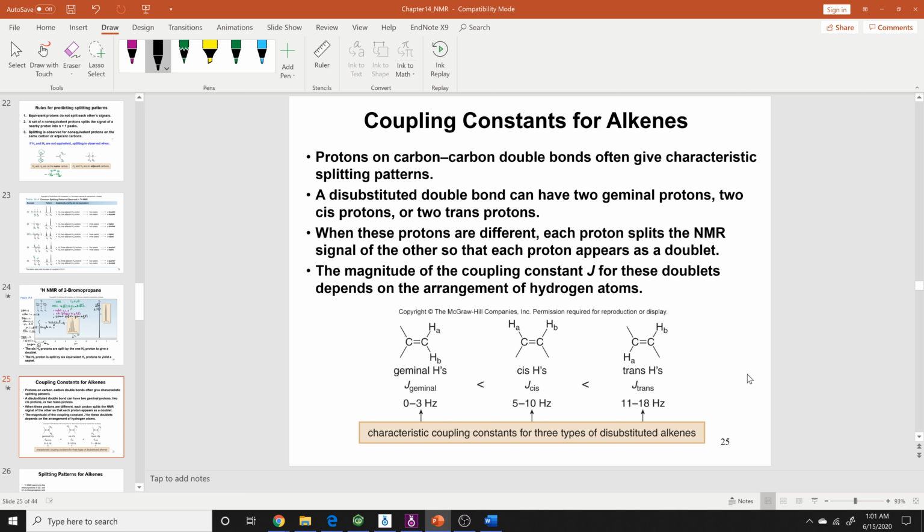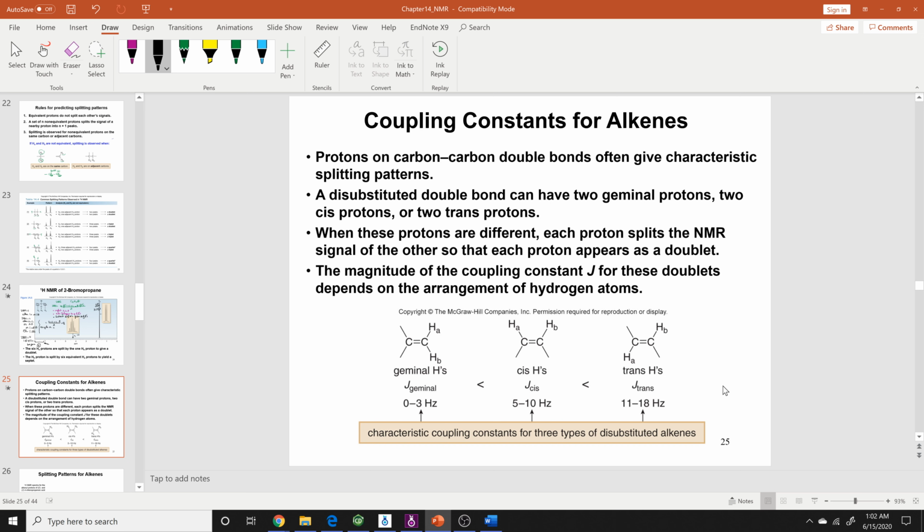So protons on the carbon double bond carbon normally give a characteristic splitting pattern because they belong to different environments, assuming that they are cis or trans to different groups. So here in this case, proton A will be different than proton B. Proton A will split proton B and proton B will split proton A.